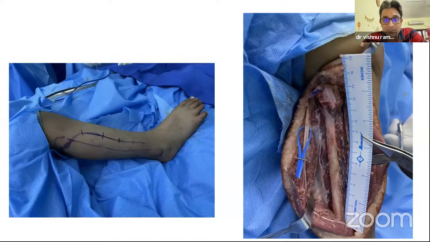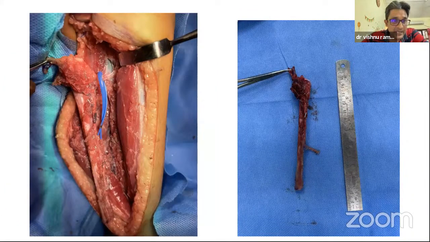Next slide. In this slide here, you can see this is the takeoff of the anterior tibial artery. Here you can see a cuff of muscle which is kept around that. So the epiphyseal artery is actually somewhere within this cuff. We have not attempted to dissect it at all.